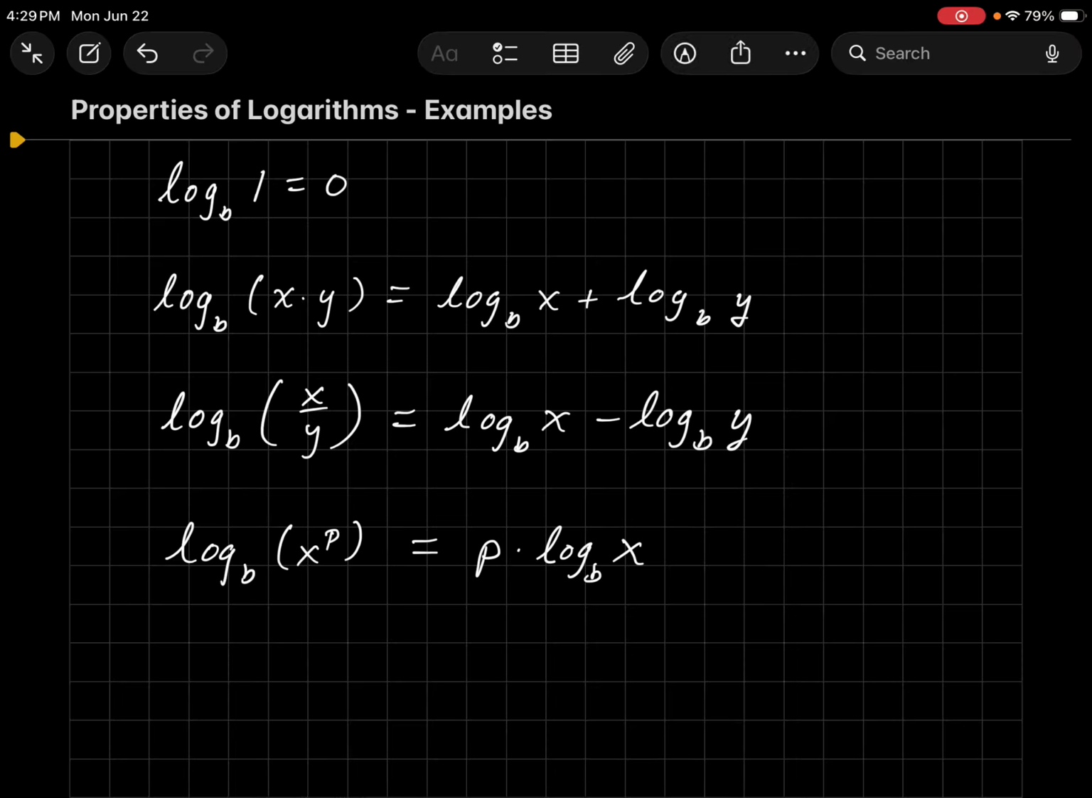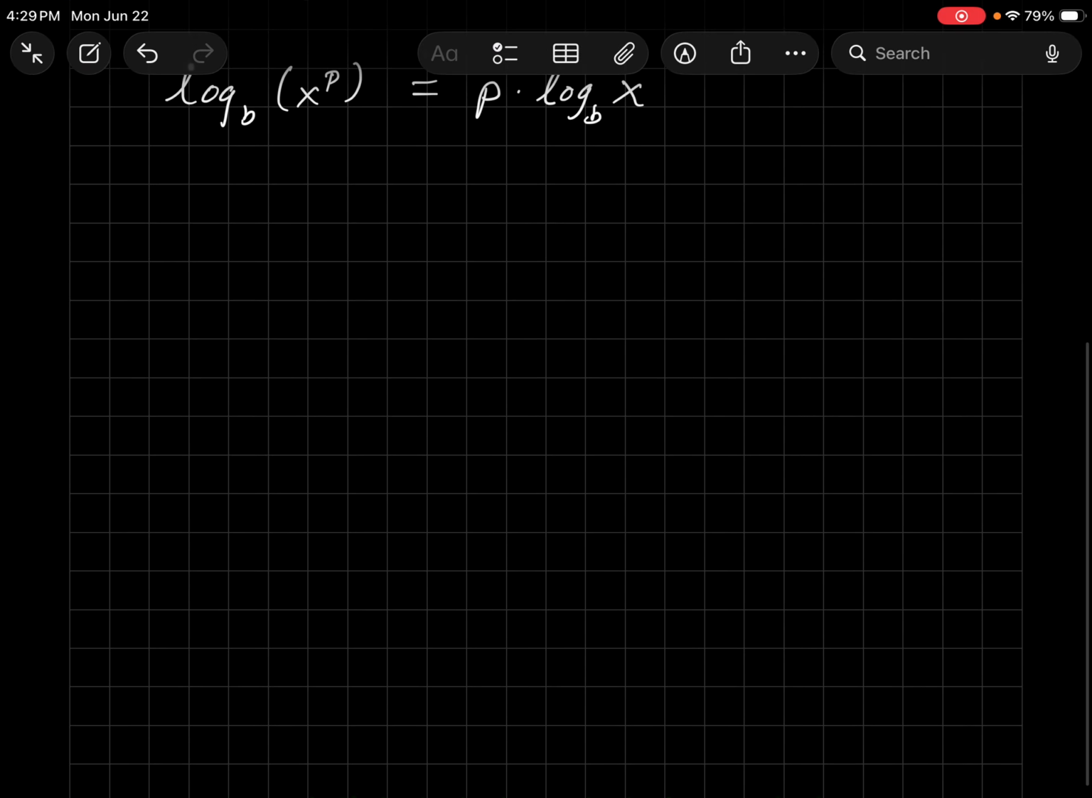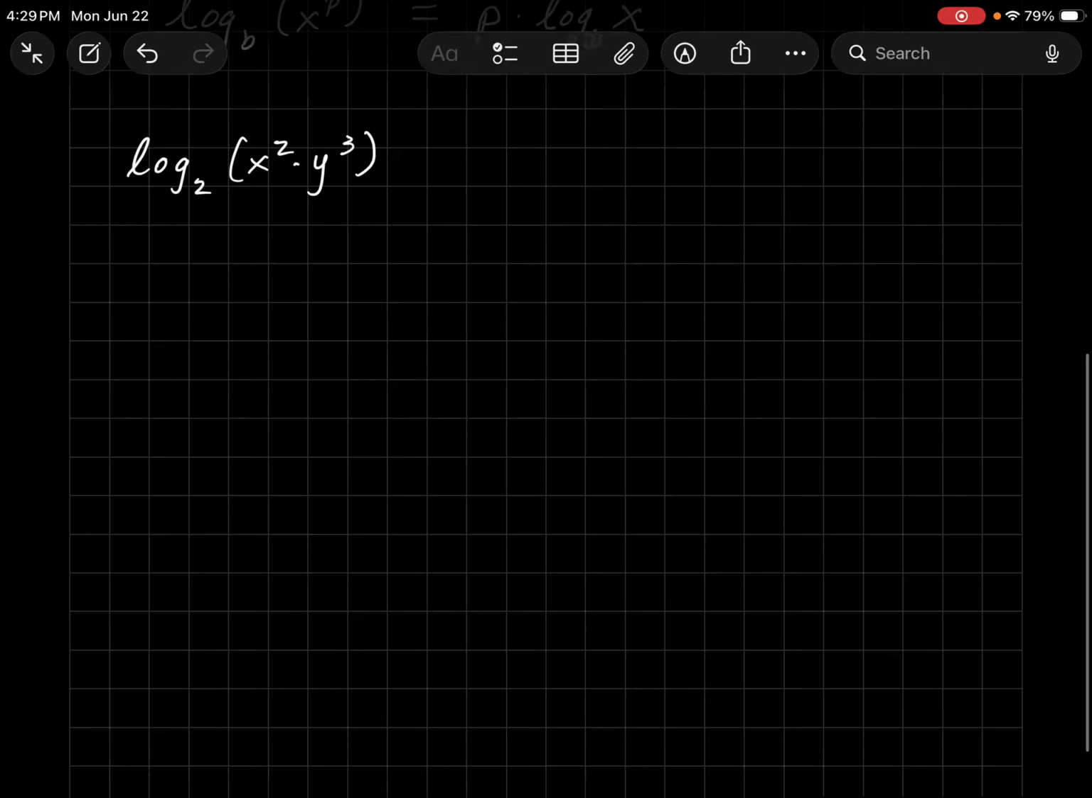So you might want to have these properties written down by the side so that you can see them as we scroll through. But we're going to use these properties first to expand some logarithms as far as we can, and then afterwards to compress logarithms. Let's take a look at our first example. Log base 2 of x squared times y cubed. I'm going to use the properties one at a time. When you get comfortable, feel free to do all properties at once.